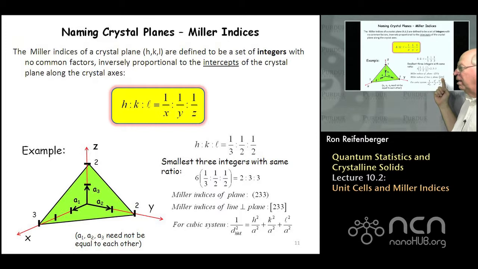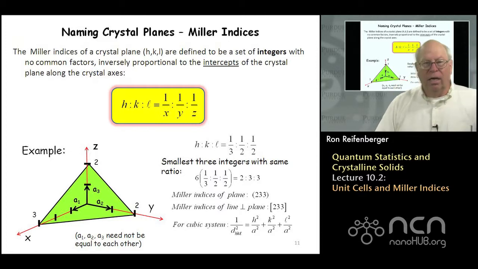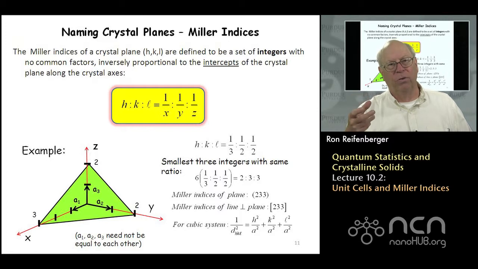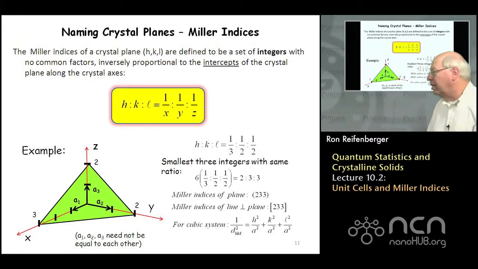And so Miller indices [2,3,3] surrounded by square brackets indicates a line that's perpendicular to this green plane. And then lastly, a further advantage of these Miller indices is that they allow you to compute the separation between parallel planes of a similar type. So if you want to know the difference in a cubic system, this equation only works for cubic systems.